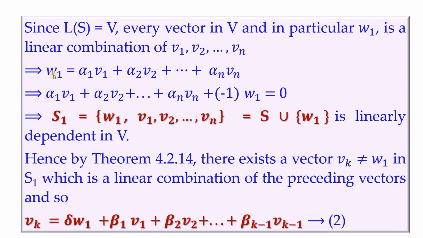Now taking this w1 to the other side, we have minus w1 plus the sum of all this, that is, minus 1 into w1 plus the sum equal to 0. So this obviously tells us that there exists a non-zero scalar such that the linear combination is 0, which means these vectors should be linearly dependent. So we already have v1, v2, etc. vn in the set S.